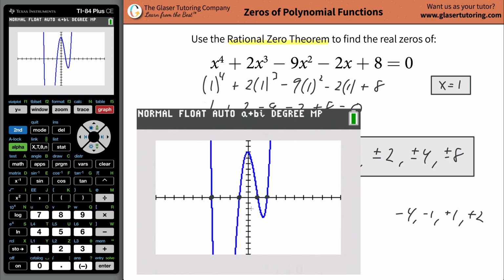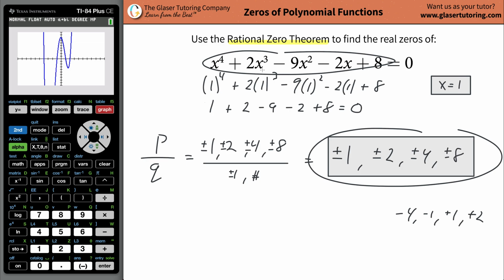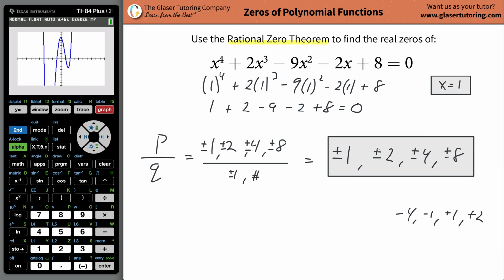Now, are these the values that we obtained? Well, yeah, right? This is the list of the possible values. So -4 is on the list, -1 is on the list, +1 is on the list, and +2 is on the list. This is a list of possible values. I do not mean that all of the real zeros will be found this way. That's not what this theorem is all about. It's a list of possibilities. Maybe one of them works, maybe 2, maybe 3, maybe all of them.